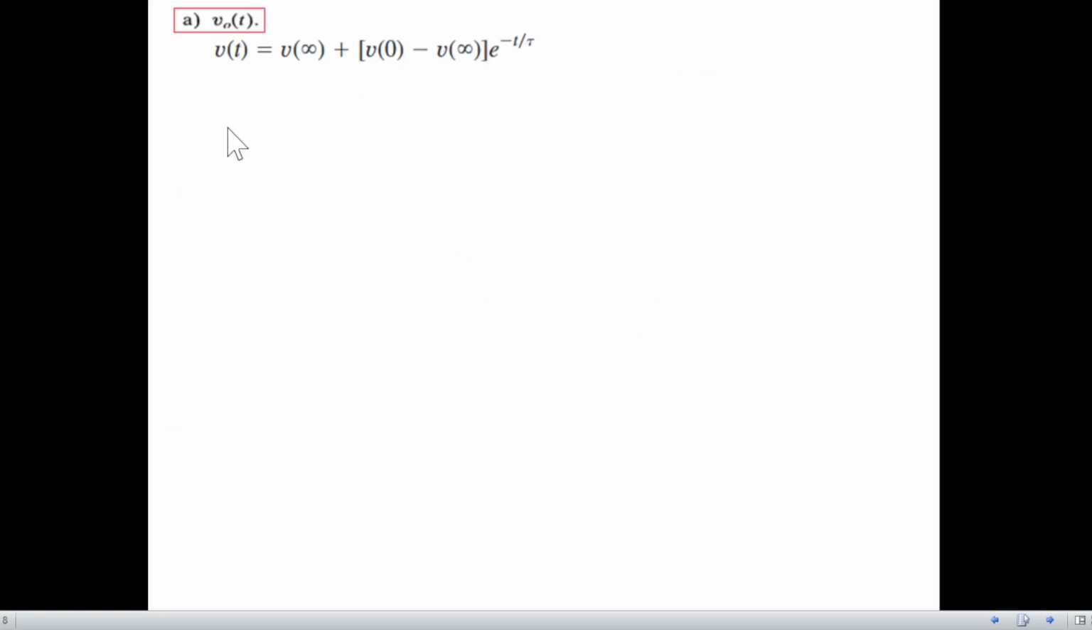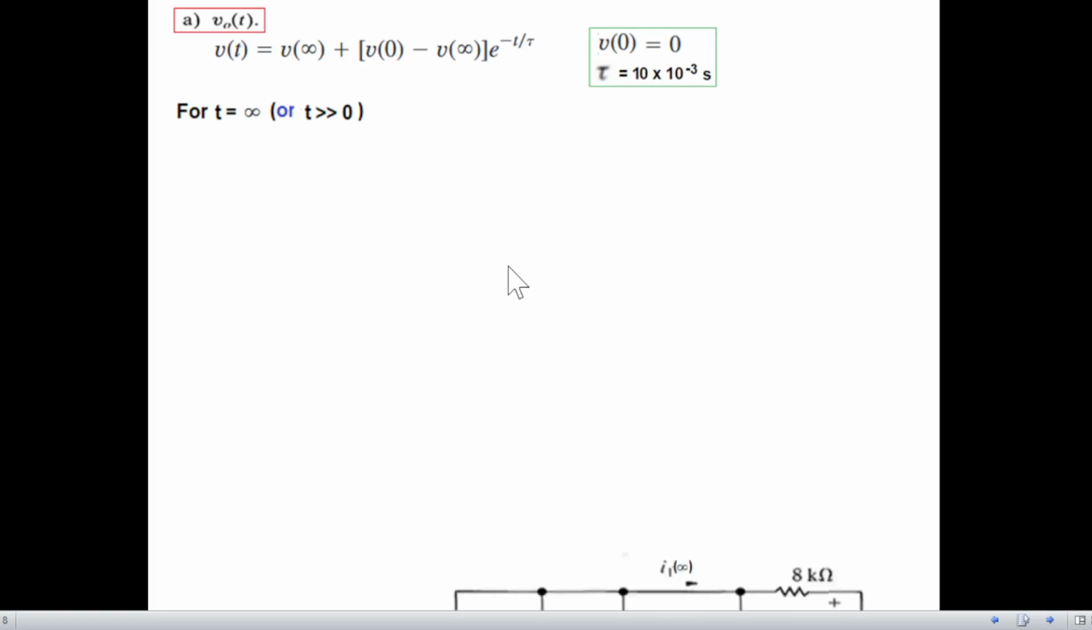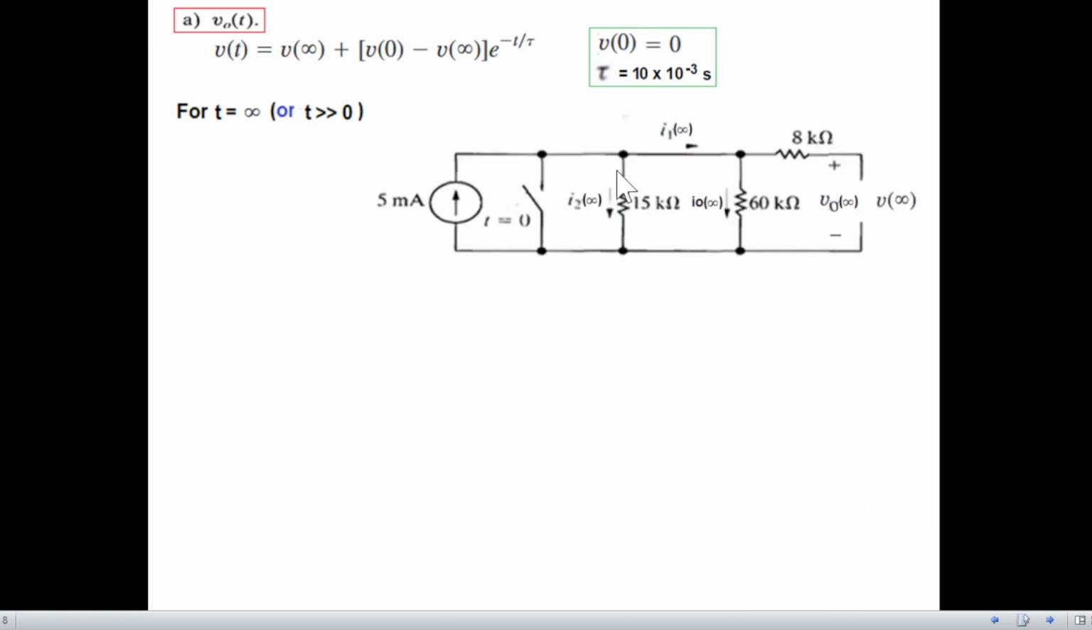Okay. Now we will find V infinity. We are still in question number A. V naught we have found, tau we have found. So we need to find now V infinity, for t greater than 0, or t to infinity. Now what happens to the circuit? The circuit becomes a steady state, and during a steady state, the capacitor is fully charged, and then it behaves like an open circuit. So that is why we show it with an open circuit, and we'll calculate this voltage V infinity.